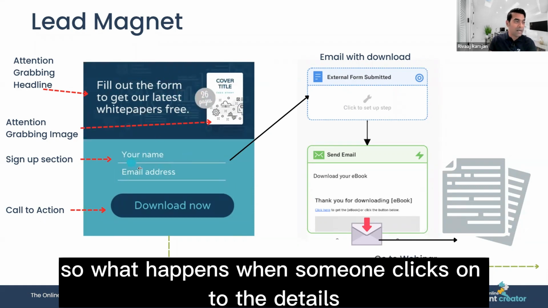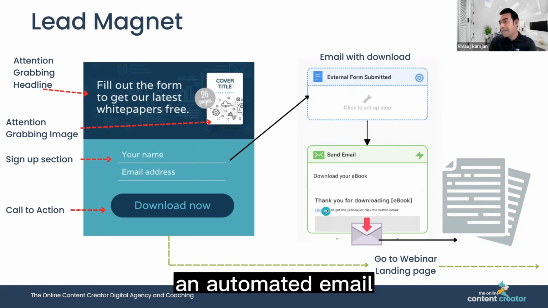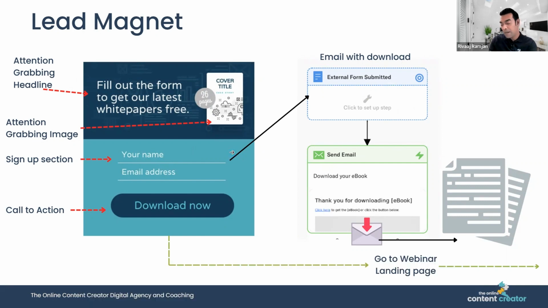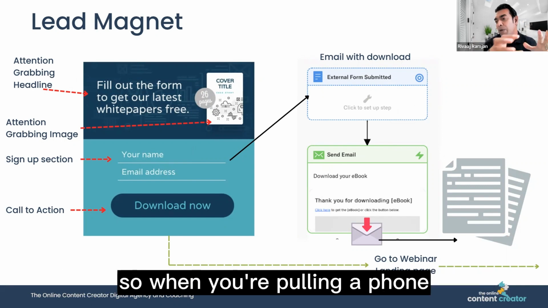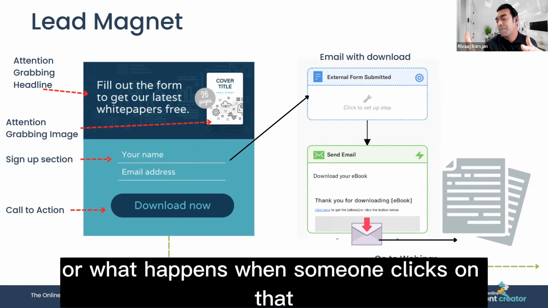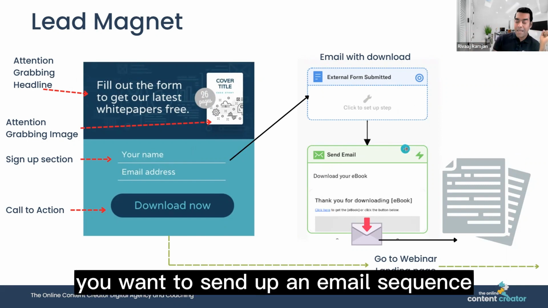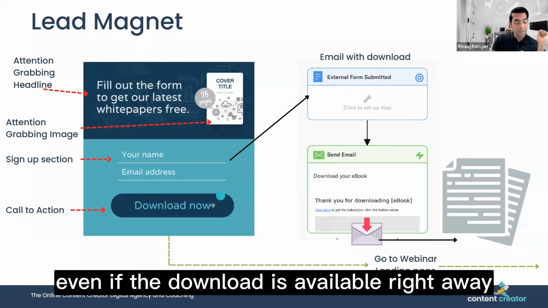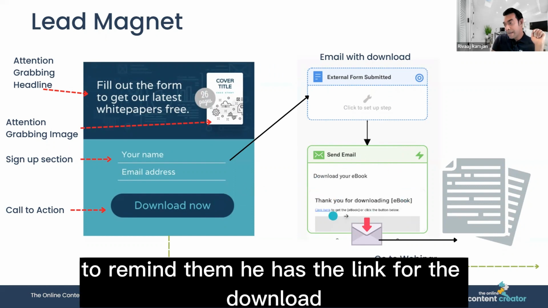So what happens when someone clicks onto the details and enters their name? It sends out an automated email. This is where your form will give you the ability to trigger what happens next. It's a trigger that happens after your form. When you're filling a form, it'll always ask you what's the next step, or what happens when someone clicks on that. So here you want to set up an email sequence, or you want to set up an email that sends them the download. Even if the download is available right away, you still want to send them an email to remind them, here's the link for the download.